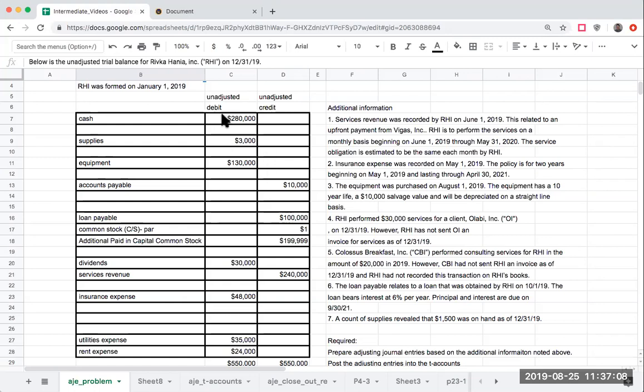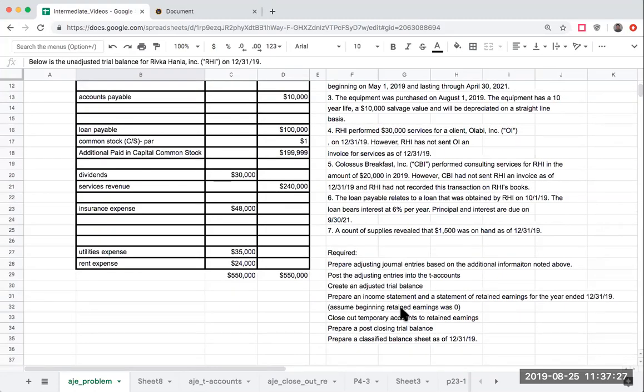In this case, an unadjusted trial balance has already been made for us. It may not necessarily be correct. However, it's been made for us. And so what we're going to do here is take this information and then make the adjustments. So we're asked to do a few different things.